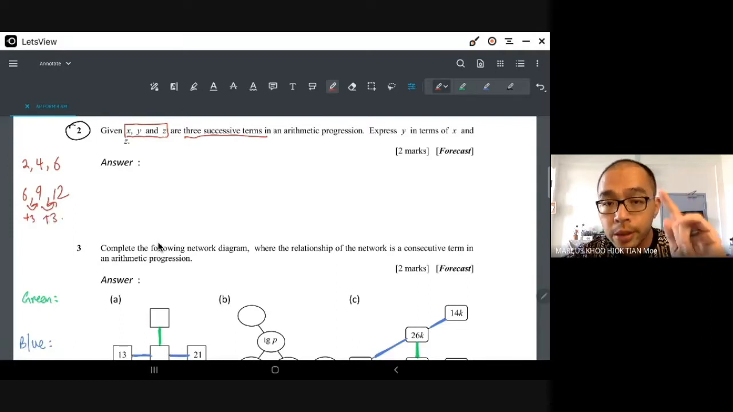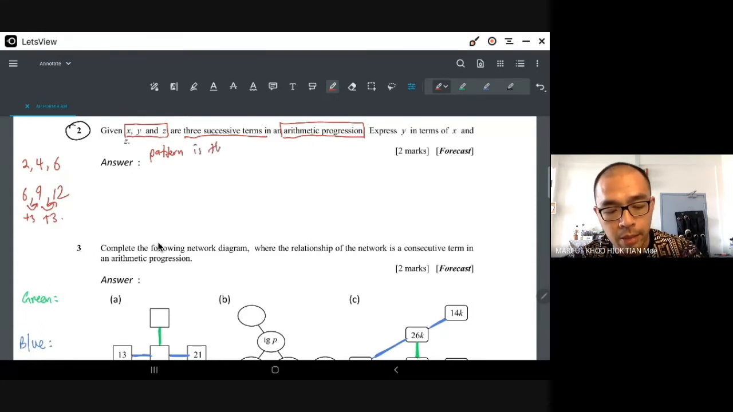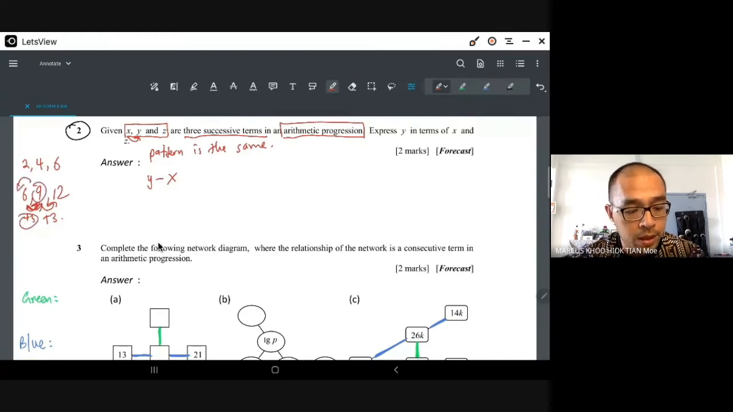The important thing is this: doesn't matter whether it's a letter or a number, if it tells you it is an arithmetic progression, it means the pattern is always the same. From x to y, how do we get the pattern? It is y minus x. Like here, how do I get this plus 3? 9 minus 6.